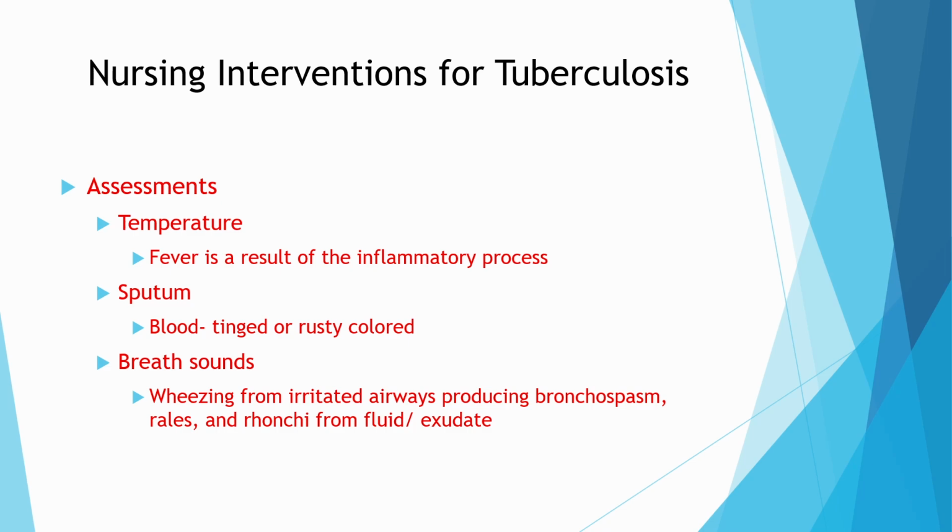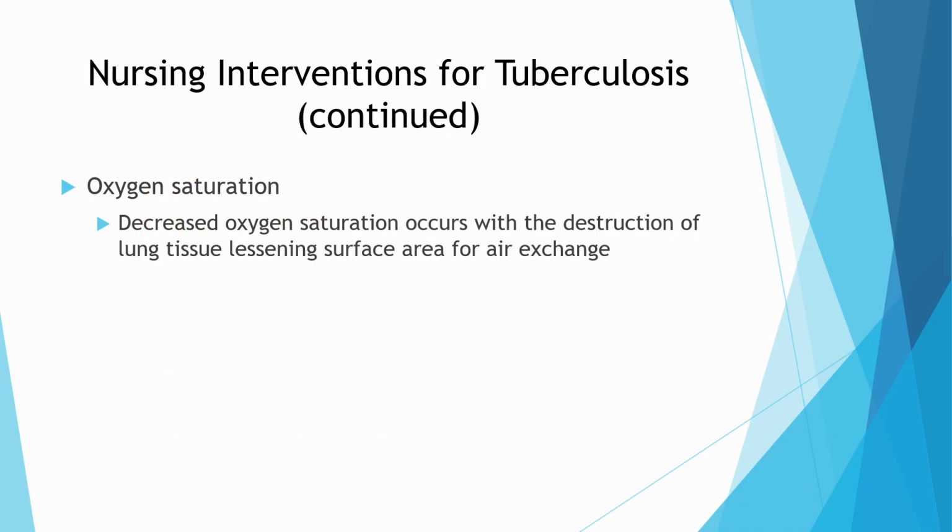So, ladies and gentlemen, listen up. Nursing interventions for tuberculosis. We are going to assess. We're going to look at temperature. Fever is a result of the inflammatory process. And then sputum, that blood-tinged or rusty-colored sputum. And then breath sounds. Wheezing from irritated airways will produce bronchospasm, rales, and bronchi from fluid or exudate. And then oxygen saturation. Decreased oxygen saturation will occur with the destruction of lung tissue, lessening surface area for air exchange.